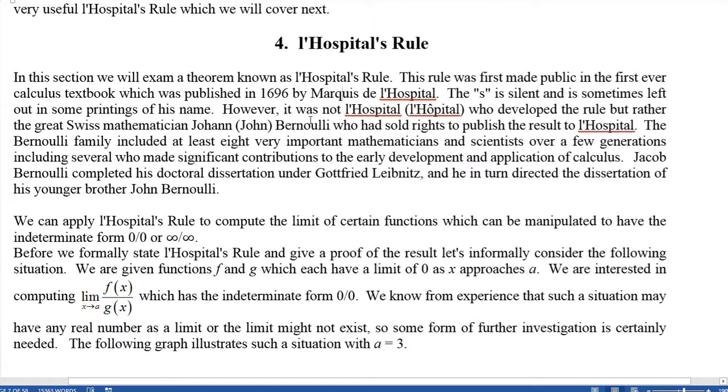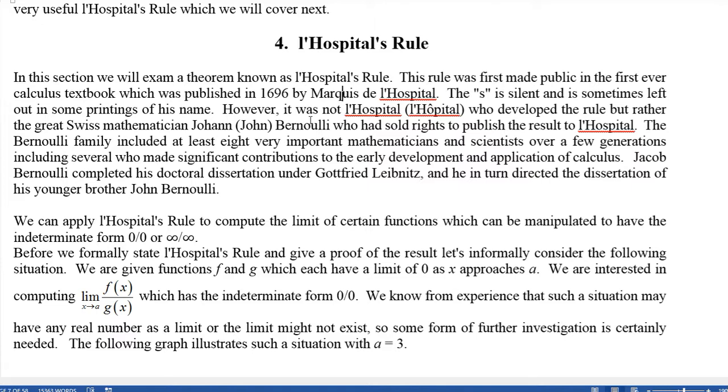Now, the Bernoulli family is a pretty interesting family. They included at least 8 very important mathematicians and scientists over about 2 or 3 generations, and including several who made significant contributions to the early development and application of calculus. So the first of these would be Jacob Bernoulli. And Jacob Bernoulli completed his doctoral dissertation under Leibniz, and then he in turn directed the dissertation of his younger brother, John Bernoulli, or Johann Bernoulli.